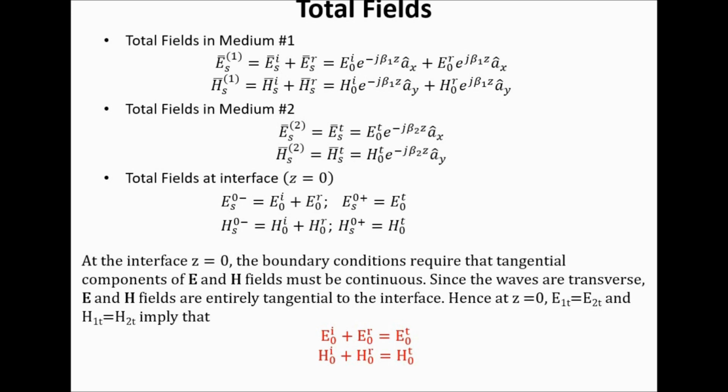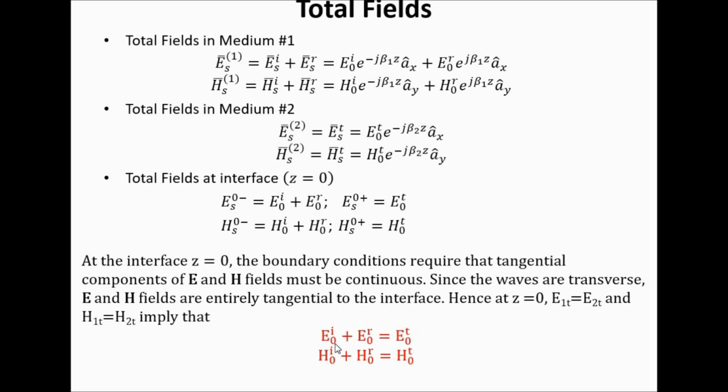X is parallel to the boundary, also Y is parallel to the boundary. So we see the electric field and magnetic field both are parallel to the boundary. They are tangential to the boundary. So we can write that E1t equal to E2t. So E1t is this one and E2t is this one. So E1t is E0I plus E0R and E2t is E0t.